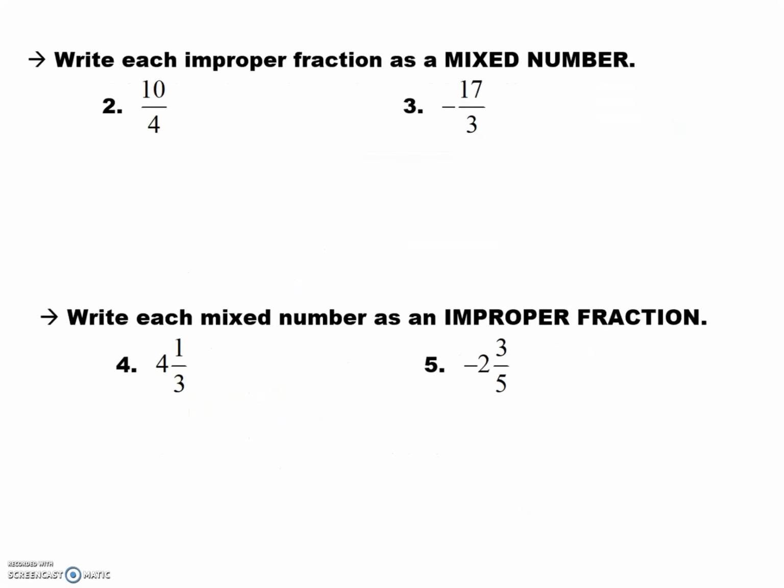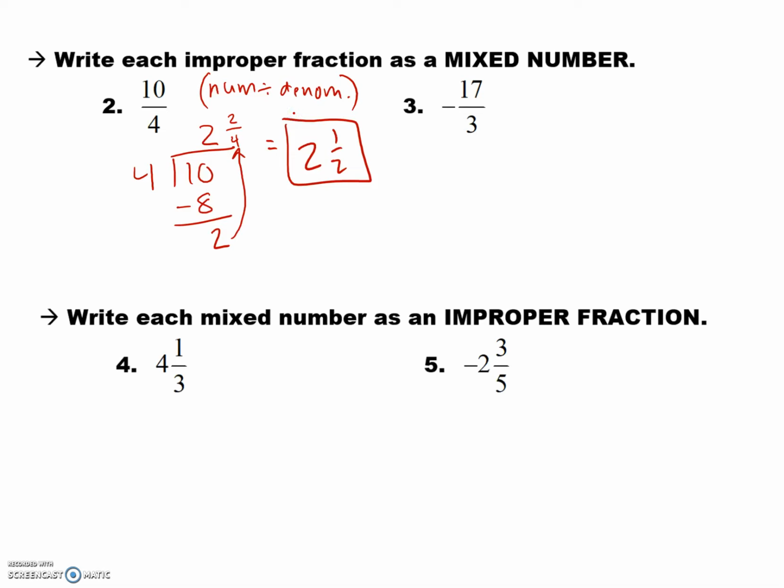So a couple things to remember. We want to write each improper fraction as a mixed number. Now, how do we do that? Well, this first fraction actually says 10 divided by 4. So the way to write an improper fraction as a mixed number is to do numerator divided by denominator. We actually just do the division. So 10 divided by 4. 4 goes into 10 2 times with a remainder of 2. So that 2 becomes the numerator of our new fraction. So we get 2 and 2/4, which of course simplifies to 2 and 1/2.